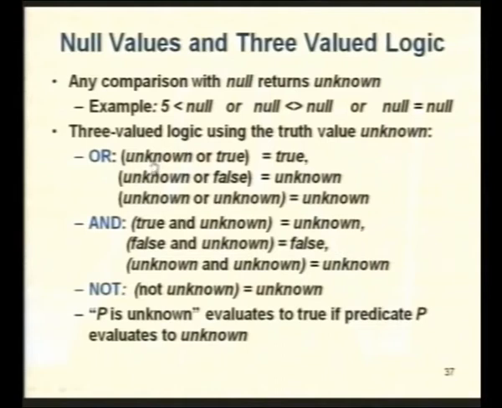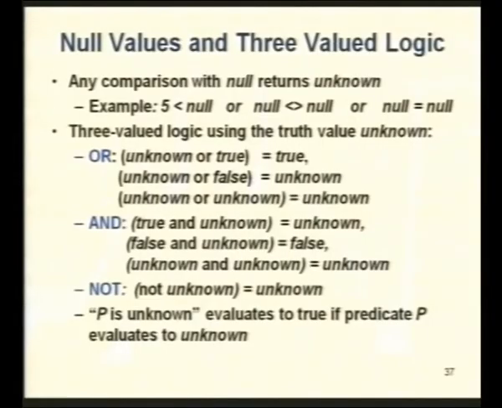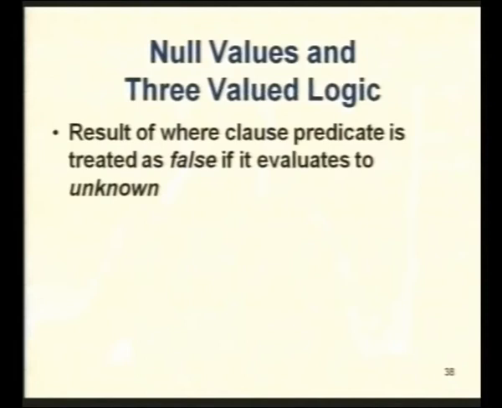Now, in three-valued logic: unknown or true is true, unknown or false is unknown, unknown or unknown is unknown, and true and unknown is unknown, false and unknown is false, unknown and unknown is unknown. Not unknown remains unknown. This is unlike a normal not operation; not unknown does not become known. P is unknown evaluates to true if predicate P evaluates to unknown. So, this is a basic three-valued logic. It is slightly different from a normal two-valued logic. The result of the where clause is treated as false if it evaluates to unknown.